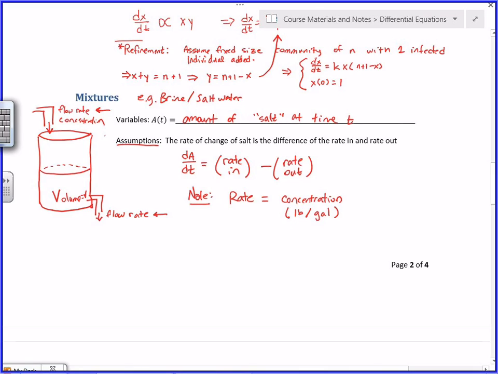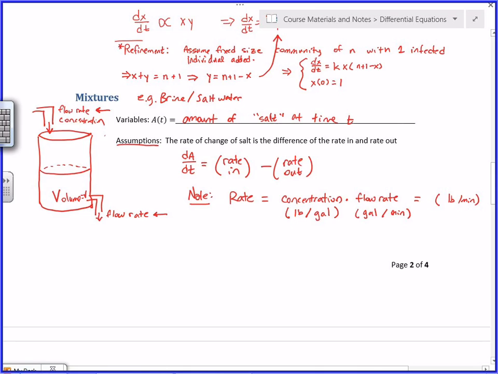Times the flow rate. It's what I'm calling how fast the water is actually going. That'd be like gallons per minute. So notice that would give you a unit of pounds per minute, which is exactly what we're looking for. It's how fast the amount of salt is changing per unit time. That's what a rate would mean. But that's true for rate in and rate out.